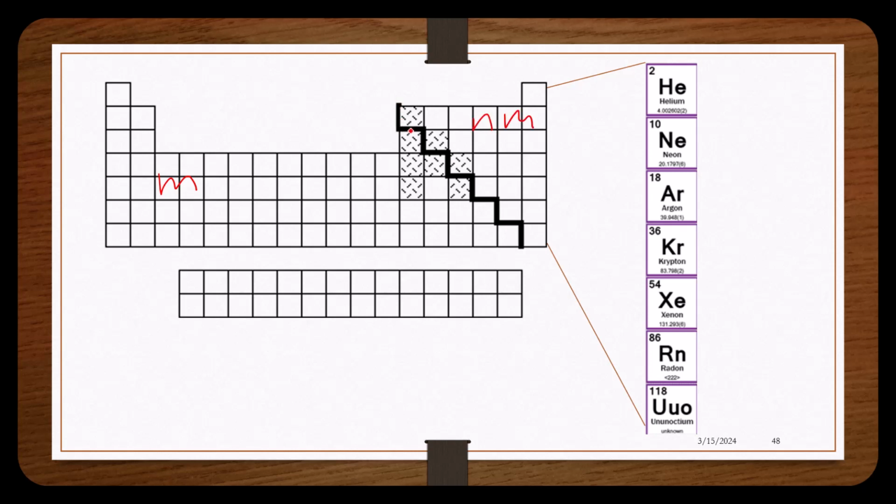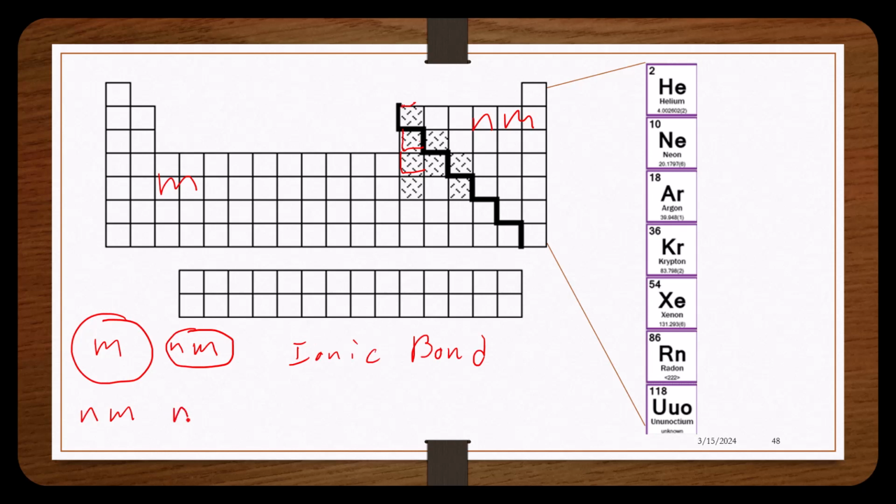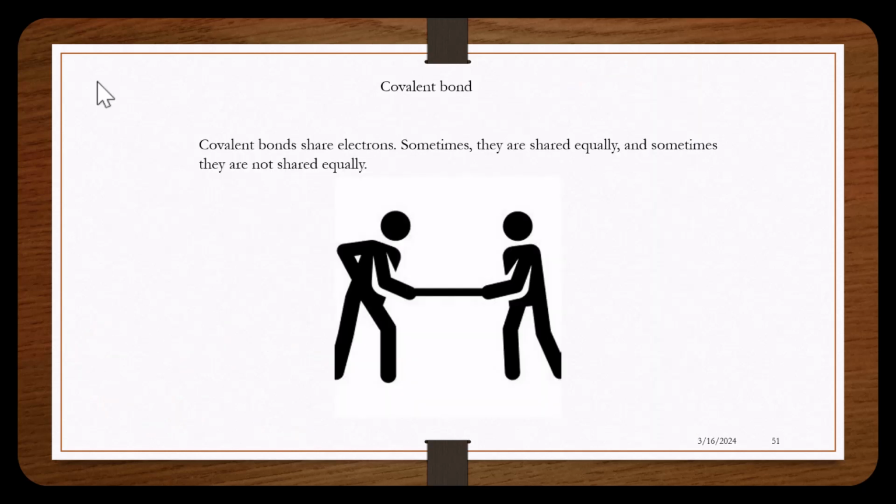This black diagonal line separates the metals from the nonmetals, and these elements along each side of the diagonal line are what are called metalloids. And a quick and general way to determine whether or not a bond is ionic or covalent is by determining whether an atom is a metal or a nonmetal. So metals bonded with nonmetals will generally have an ionic bond, and nonmetals bonded with nonmetals or metalloids will generally form covalent bonds. Covalent bonds share electrons.